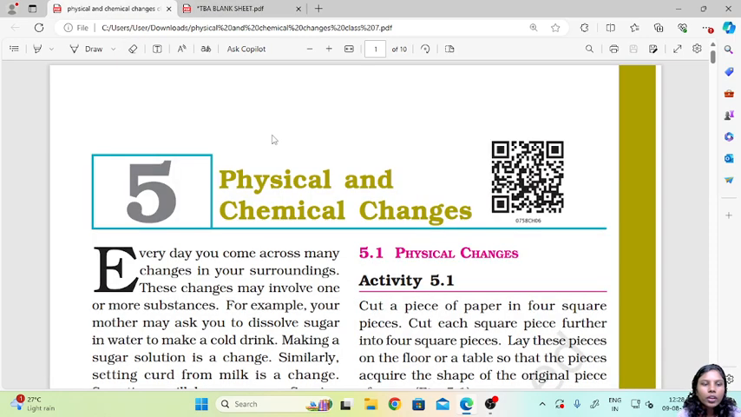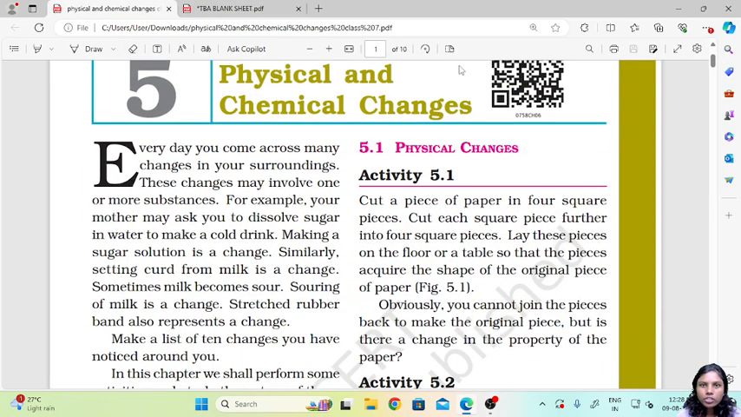Now when we talk about changes in everyday life, we come across various changes in our surroundings. May it be, say, we are preparing a drink. In that case we need to dissolve the sugar or the powder, whatever is required, in the water. So there is some kind of change that is happening. Then setting up curd from milk is also a change that is happening in our surroundings. So such kinds of various changes take place on a daily basis.